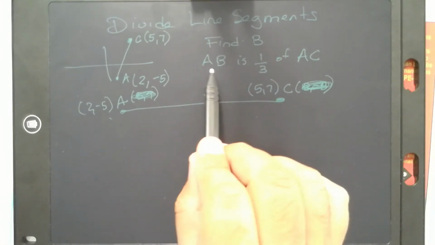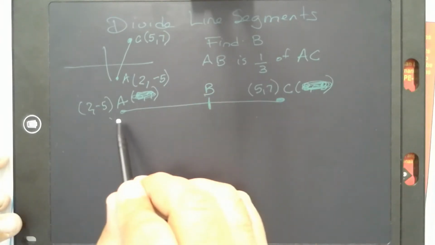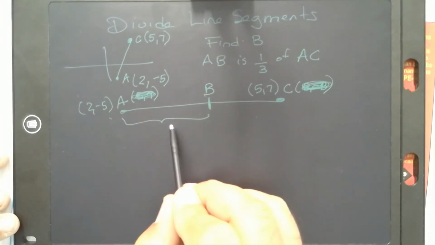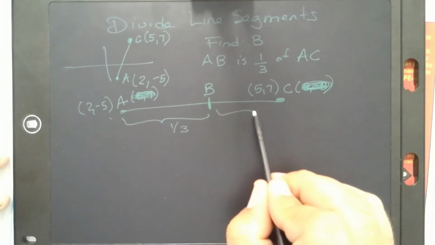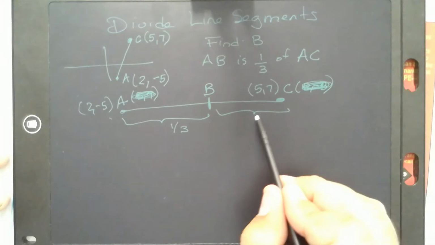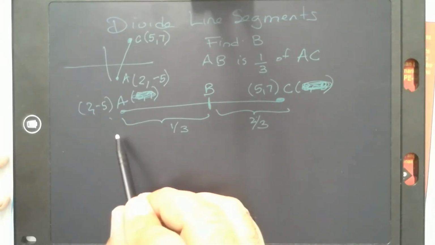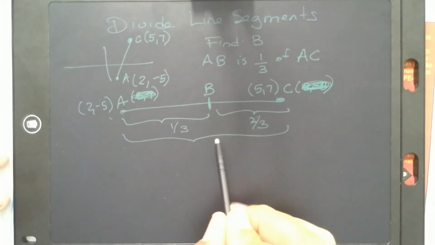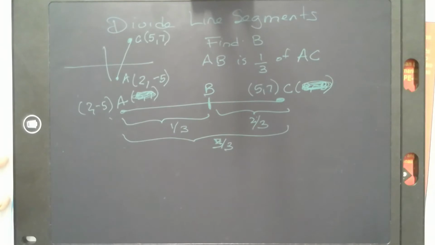The question says AB is 1/3 of AC. So this part right here represents 1/3. So this part right here must represent what? 2/3. So now that we have this understanding, the total will be represented by 3/3.